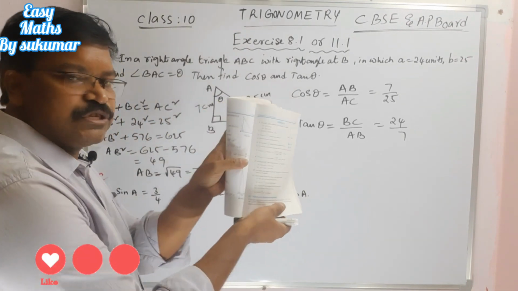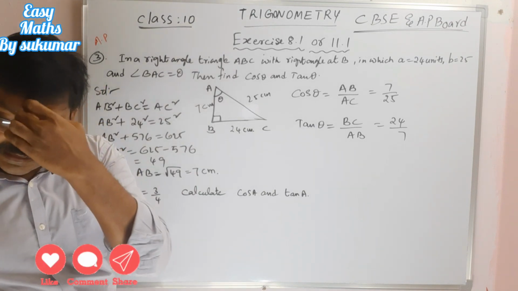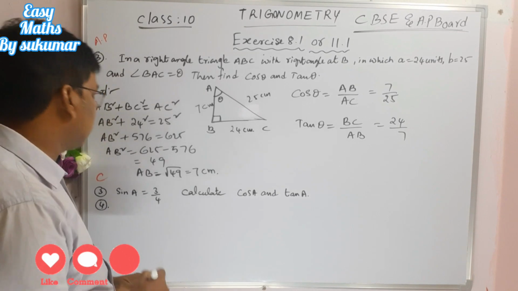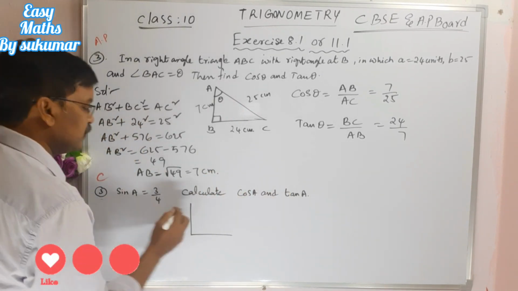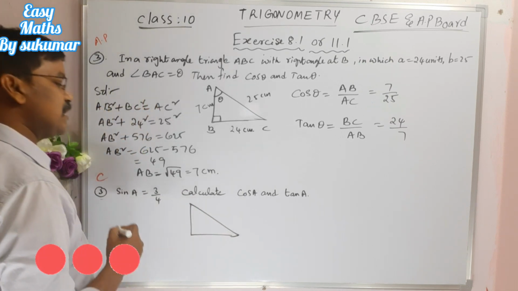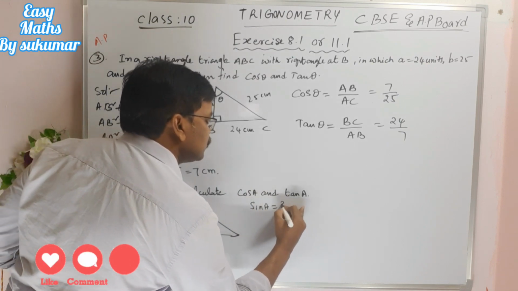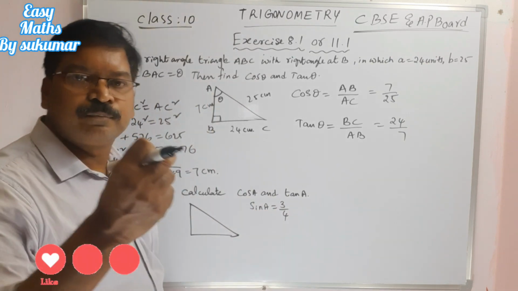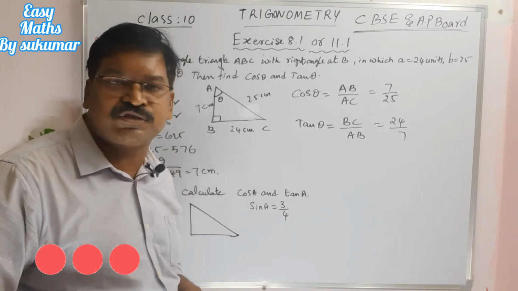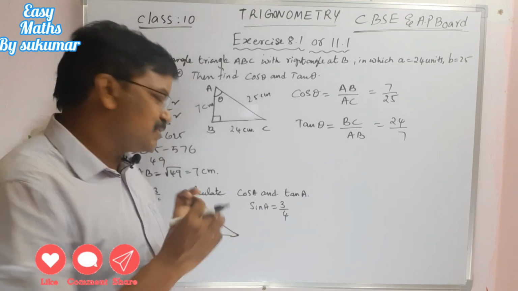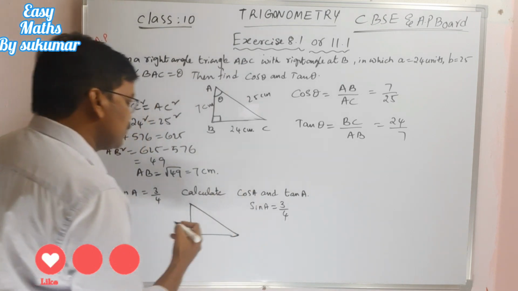Now coming to the third question for CBSE students, my dear students. Sin A is given as 3 by 4. Calculate cos A and tan A. Again, we take the right angle triangle. Please note, AP board students also, this type of sum will come in the public examination. Don't think that this sum is only for CBSE students. Sin A means 3 by 4.